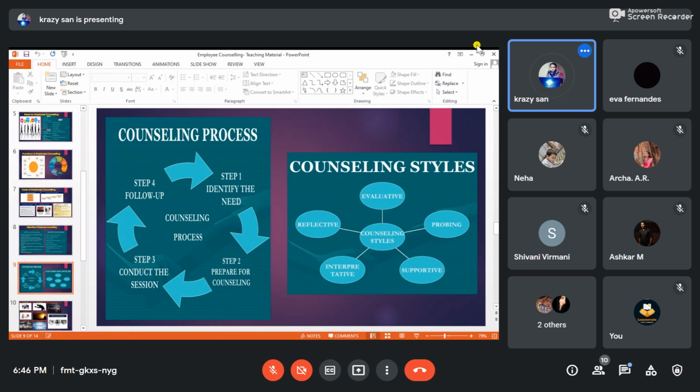You do a follow up. So how was the problem? Was it solved? Are you all set now? I hope in the future you can do it. That sort of communication with the employee is very much needed. So these are the processes for employees. Now, styles can be many, sometimes in a workplace some of the employees need the directive, then supportive, then interactive, reflective, and evaluative. So, five styles of counseling are basically done in a work environment.